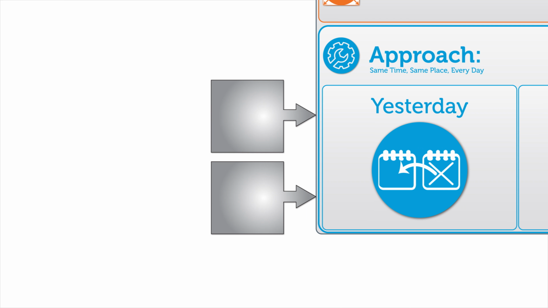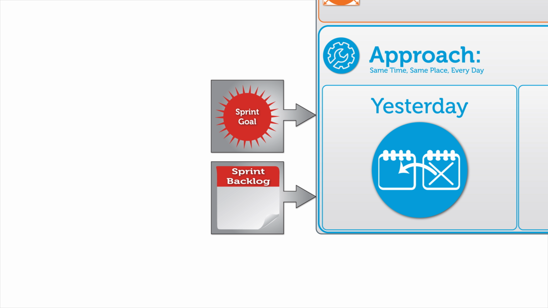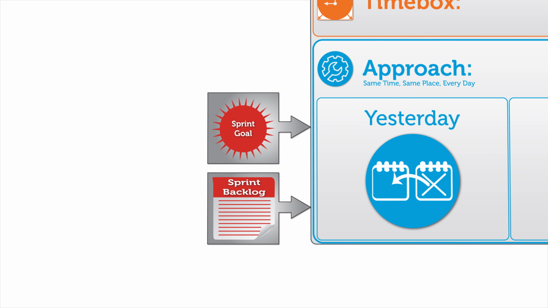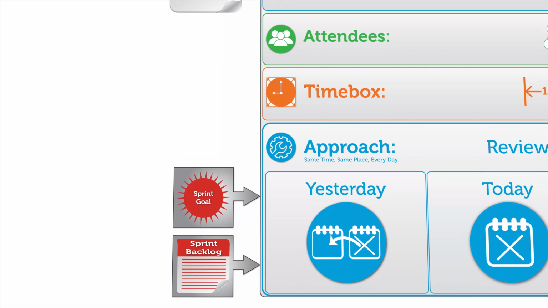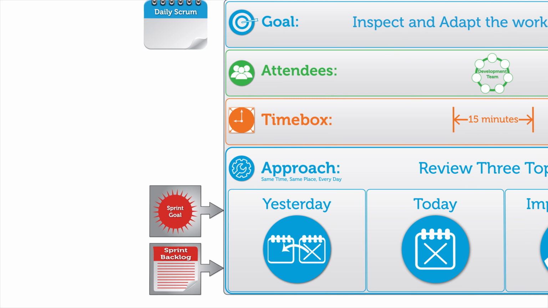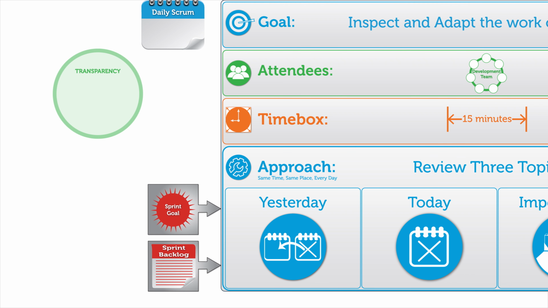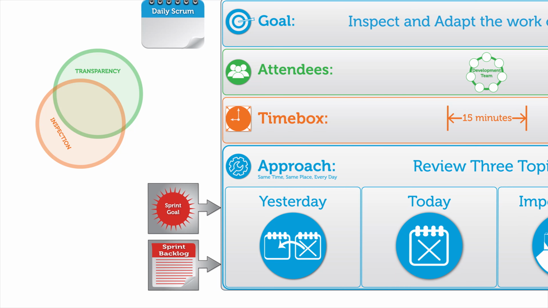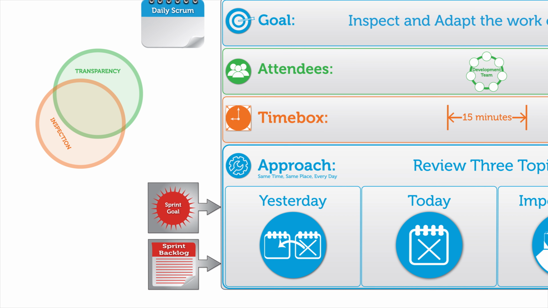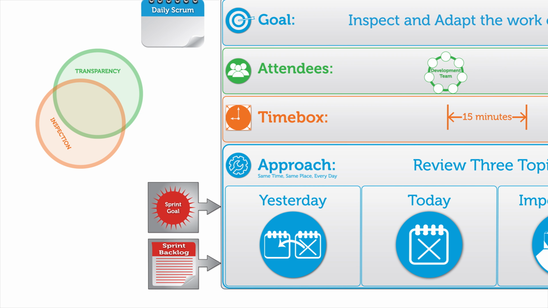The inputs to the meeting, then, are the sprint goal and the sprint backlog, which is the development team's plan for how they will achieve the sprint goal. To maintain the time box, the daily Scrum is focused on the transparency and inspect portions of the empirical process. It is critical that the entire development team is present to reach that shared understanding.